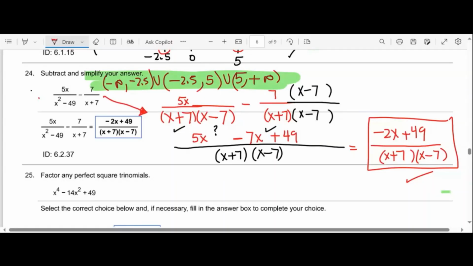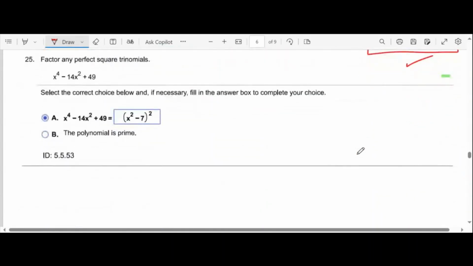Yes, it's just 5x minus 7x. Yeah, the question is easy. It's okay. Yeah, number 25. Mohammed. Okay. Number 25.